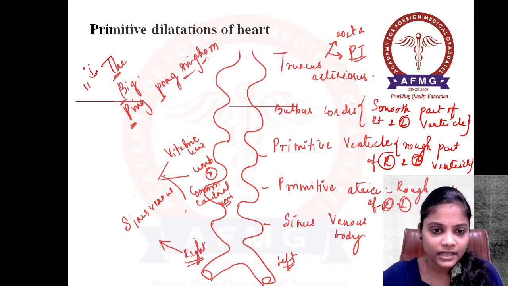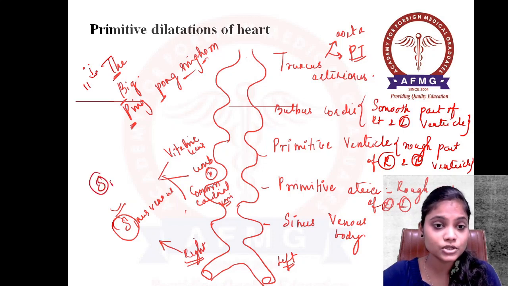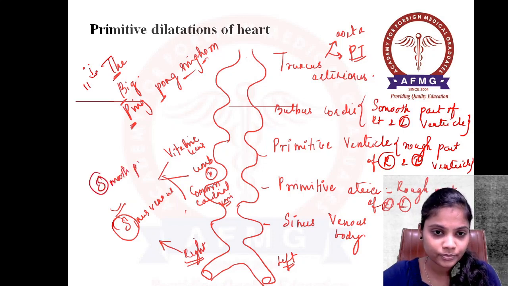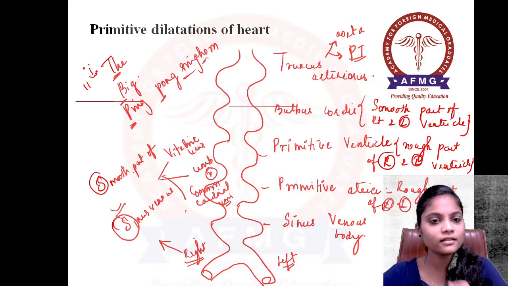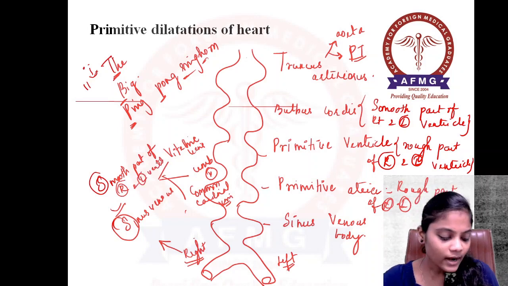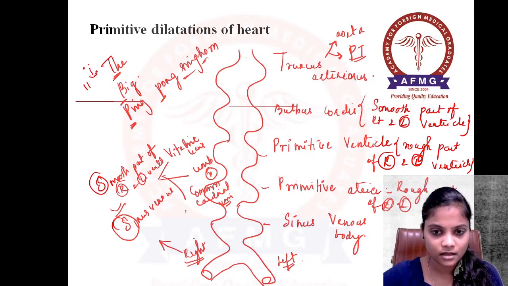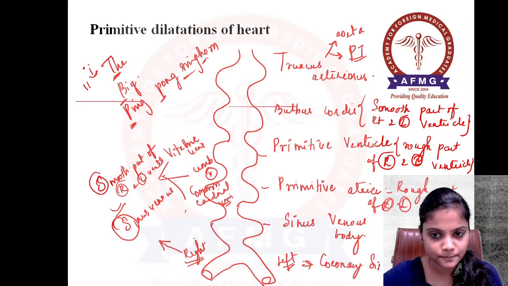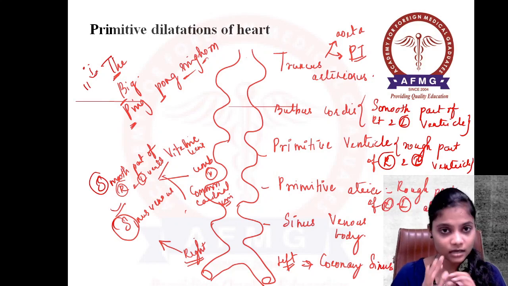So apart from this, what do we have? The same S we have started. Again one more S, that is the smooth part of the right and left ventricle, because the rough part is already over there. So, smooth part of right and left ventricle. Clear? That is important. So what happens in your left part? Left part is very simple. It gives a branch to your coronary sinus. Coronary sinus. Yeah. So this is how all the primitive dilatations of the heart go about.